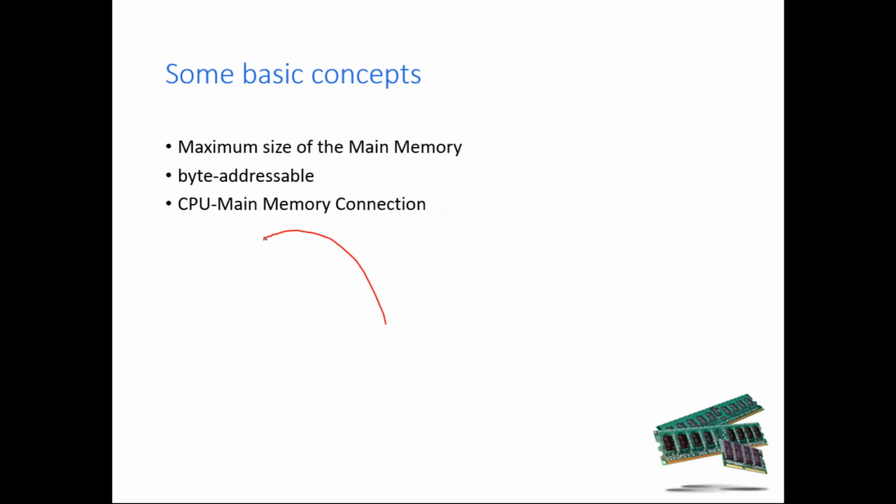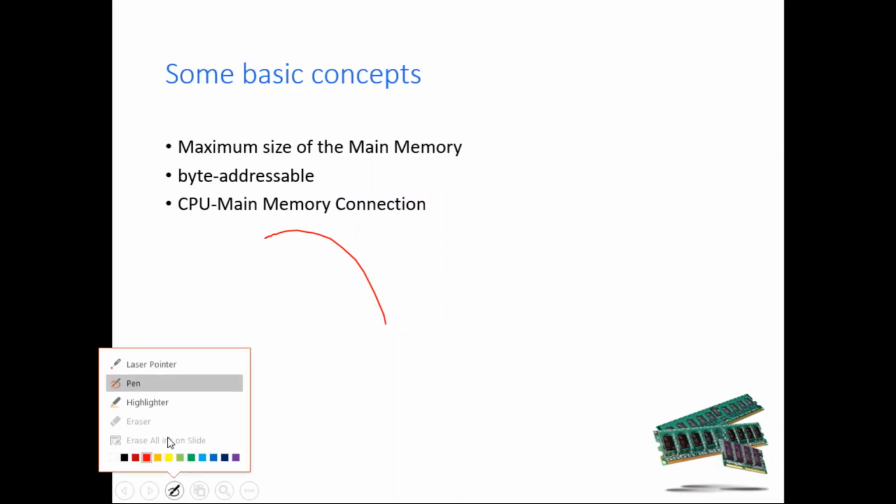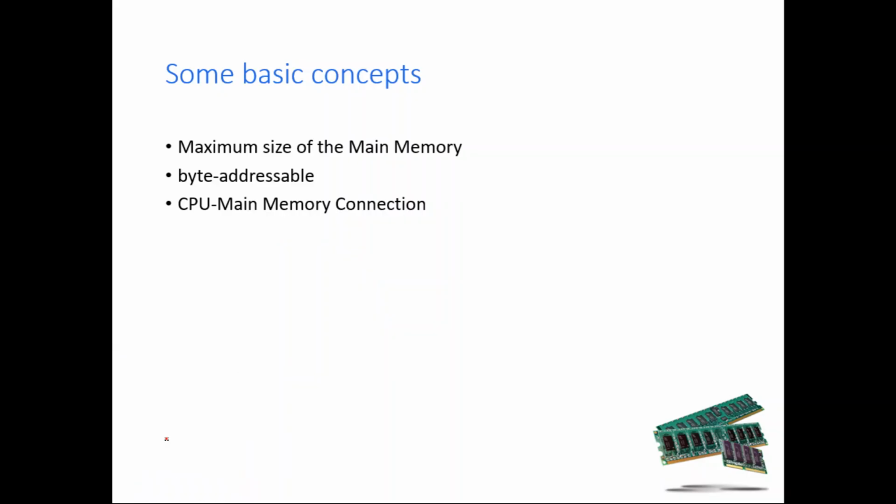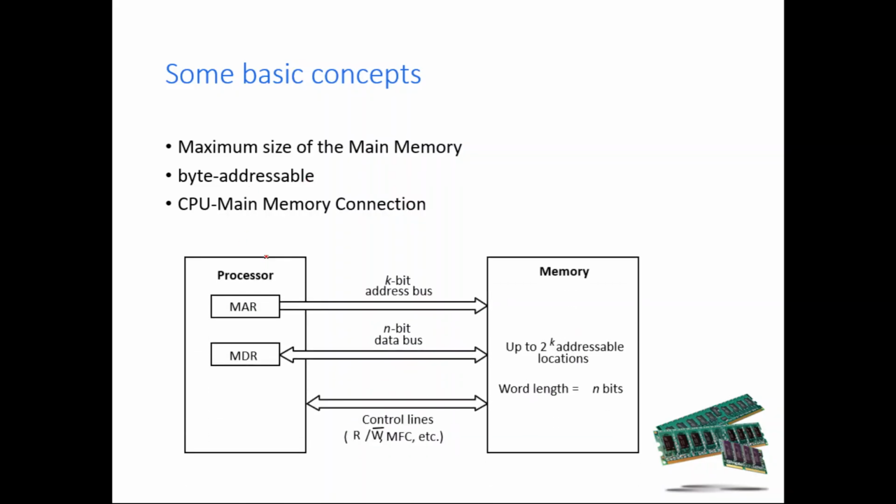So this we have discussed. The maximum size of the main memory is decided by what? It is decided by the address, the size of the address bus. Generally, main memory is byte addressable. Now we'll discuss how the CPU and memory communicate.